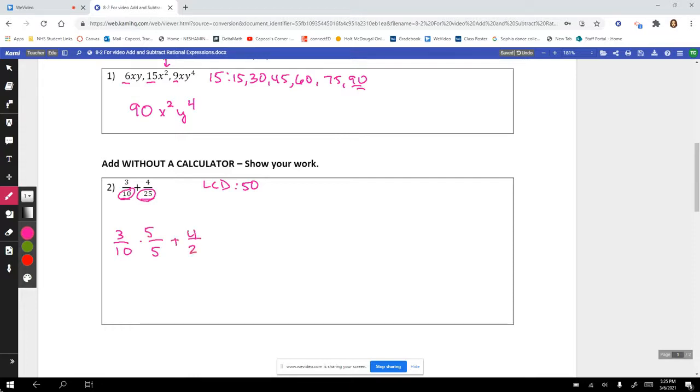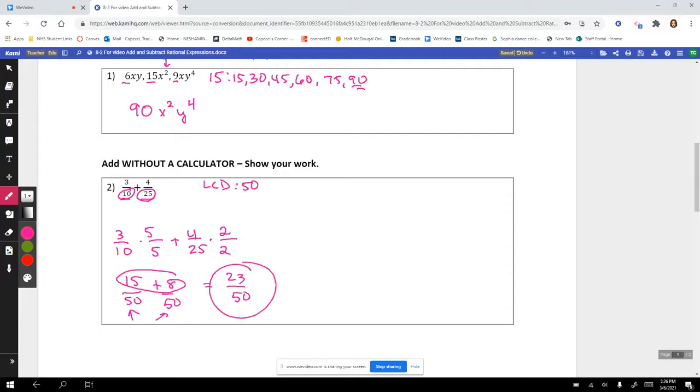And I'll do the same thing with the other denominator. I need 25 to become 50, so I'm going to multiply that by 2. Whatever I do to the bottom, I have to do to the top. So when I simplify, I get 15 over 50 plus 8 over 50. Now I can add these two since my denominators are the same, and I get 23 over 50.